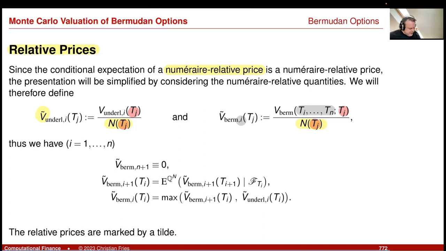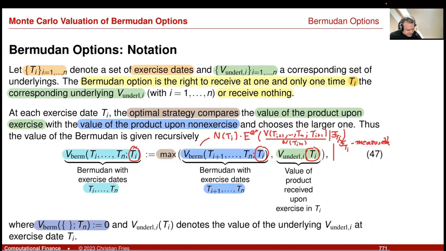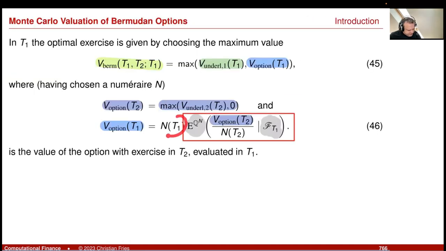So then the advantage is if you have these relative prices, you can just write the valuation formula without this multiply with the numerator in TI, divide by the numerator in TI plus one. So if we go one step back, it's just take the conditional expectation of the numerator relative value, gives you the numerator relative value. It's just because you can move this multiplicative factor here by dividing it to the other side. So also here, you divide by this guy and you have here a divided by N of T1. And you see that on both sides now I have just the numerator relative values. Take the conditional expectation on the numerator relative values.